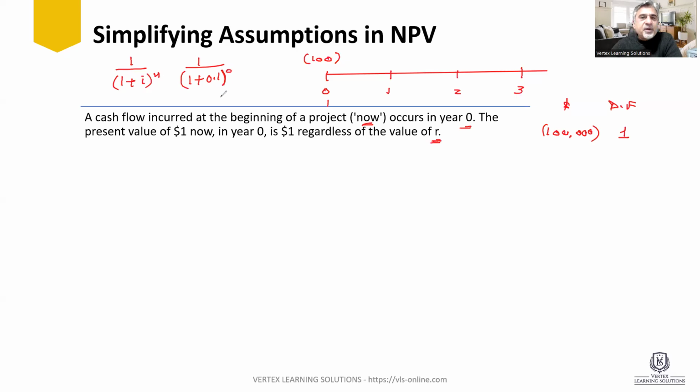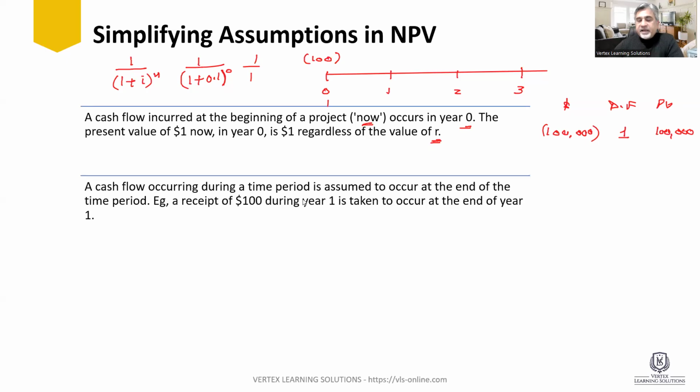So anything raised to power 0 becomes 1. So the discount factor for time 0 is 1. It means that the present value of this 100K will remain 100K. This is what we are saying in the first assumption.